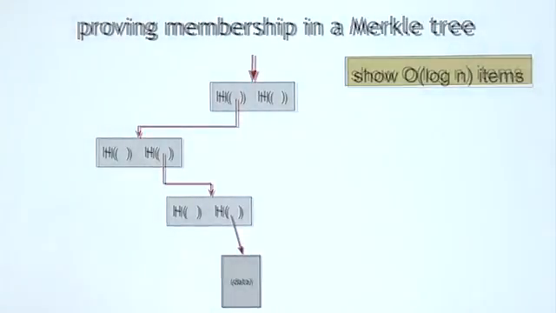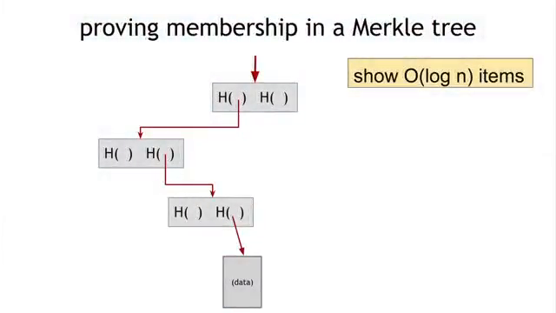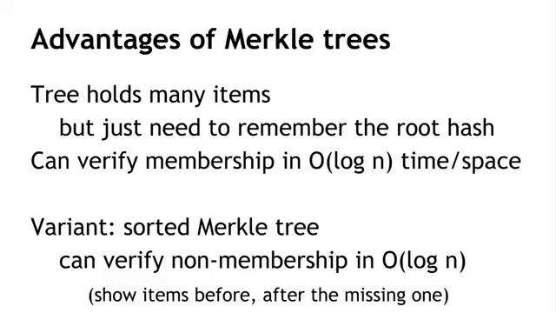So that takes about log n items that we need to be shown, and it takes about log n time for us to verify it. And so with a very large number of data blocks in the Merkle tree, we can still prove membership in a relatively short time. Okay, so Merkle trees have various advantages.